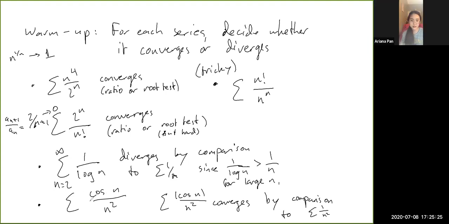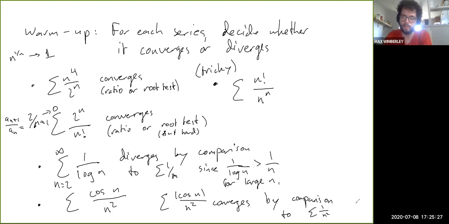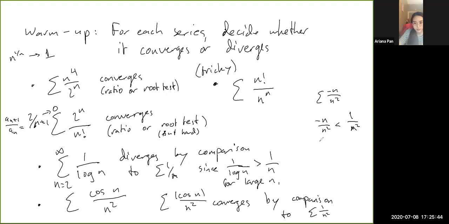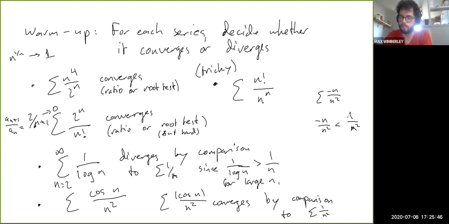But you could come up with another series, like the sum of negative n over n squared, right? This diverges because this is just negative 1 over n. But negative n over n squared is less than 1 over n squared, right? So you can't say that just because the series of this converges, that this series also converges by the comparison test, because it doesn't. That's what I'm trying to say. Oh, okay.